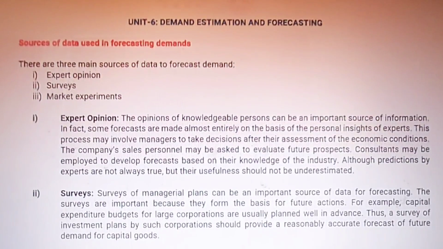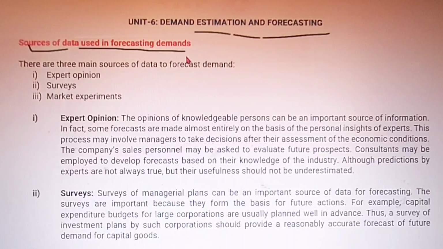Let's move on to the next unit 6, demand estimation and forecasting. Very important unit. Let's try to find out first what are the main sources of data that a firm uses to forecast demand. Basically these three are the main sources: expert opinion, surveys, and market experiments. Expert opinions means the opinions can be taken of the experienced and knowledgeable persons regarding forecasting of demand, like how much demand a company can expect of a particular good from the market.